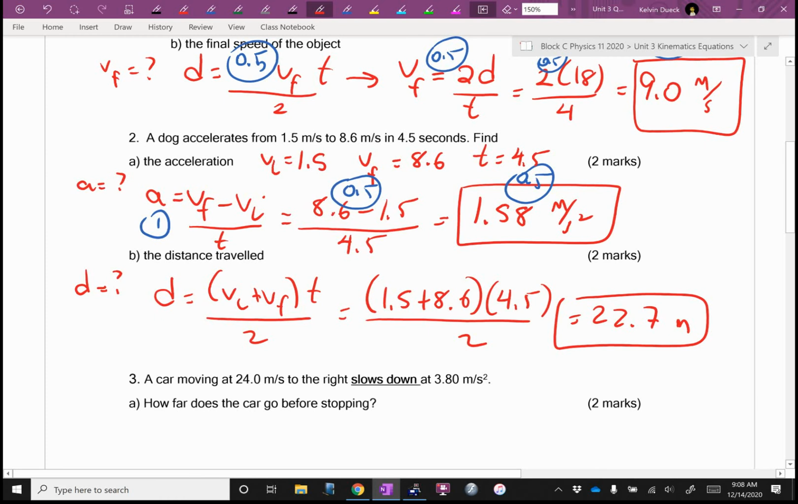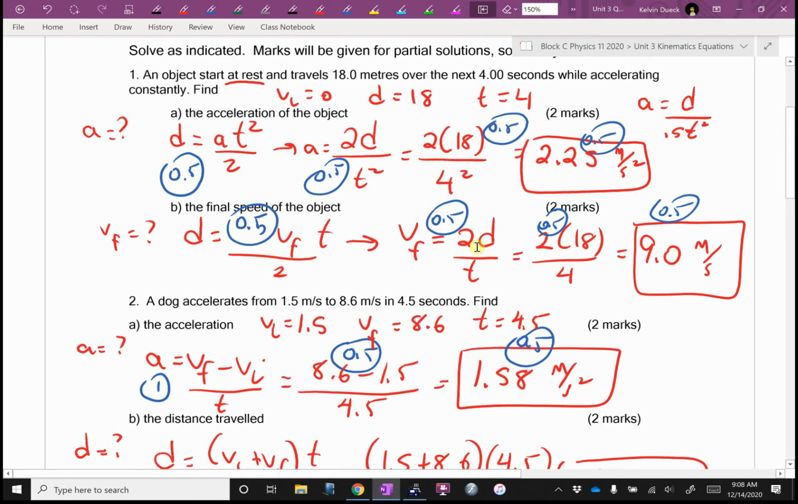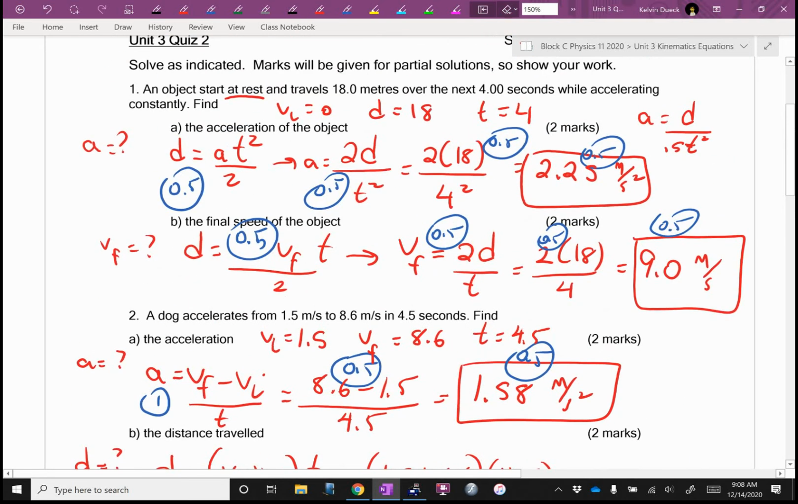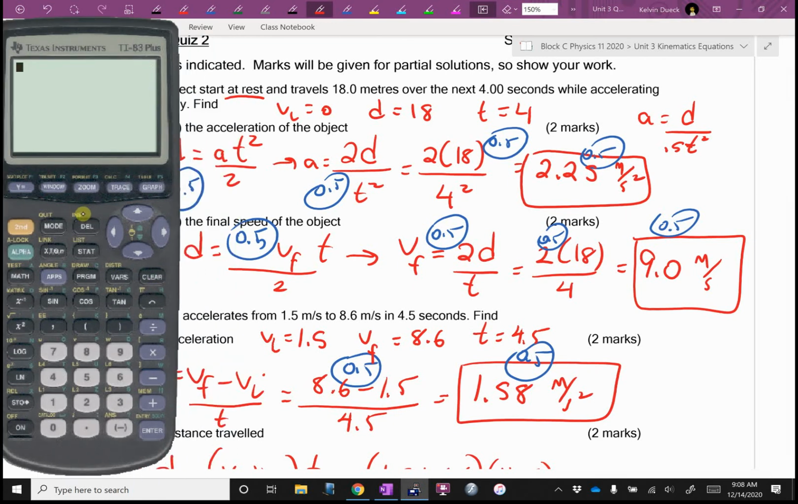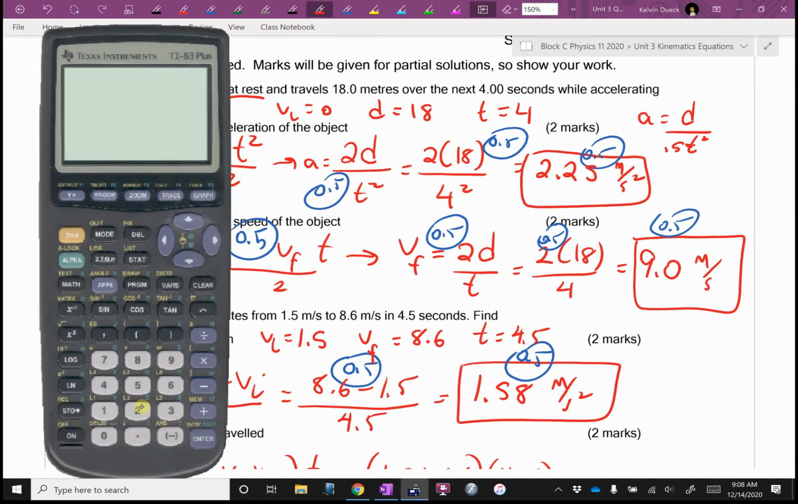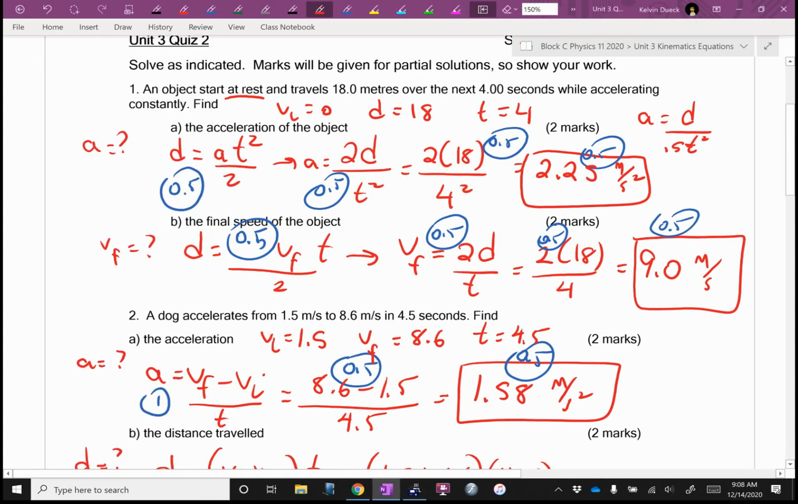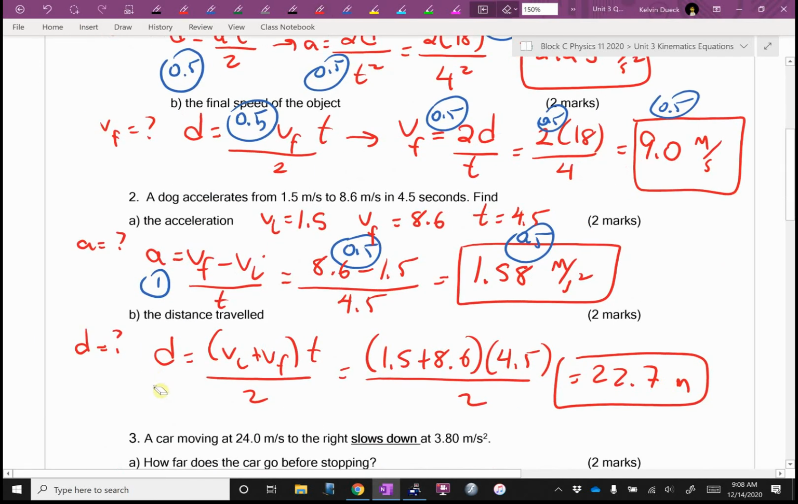By the way, little tricks of the trade. You remember for 1B, I said I could also use VF equals VI plus AT. If this was a test before I handed it in, I might go to 1B and try 2.25 times 4. And if I also get 9, hey, I probably got the acceleration right. And I could probably do something similar for part B. I could use D equals VIT plus a half AT squared and also see if I get the same D answer. And ideally, I would.